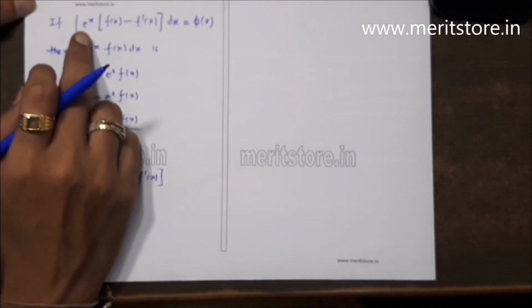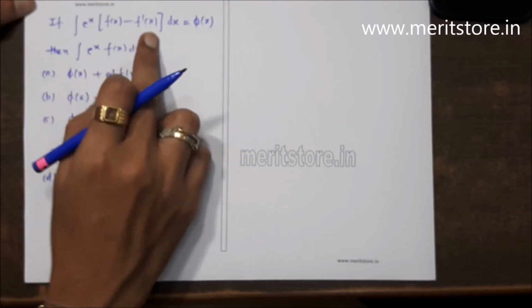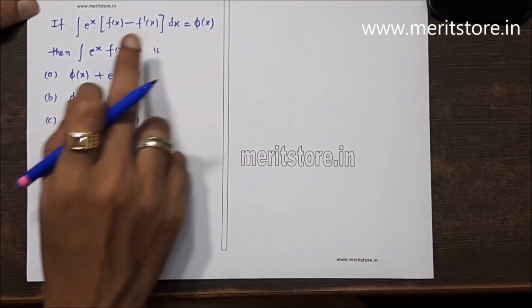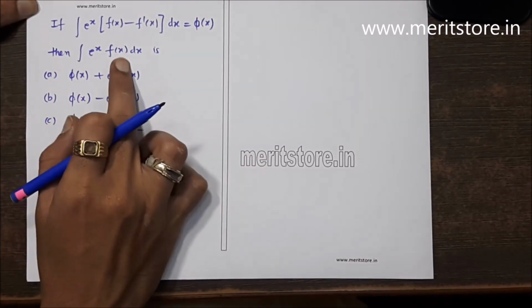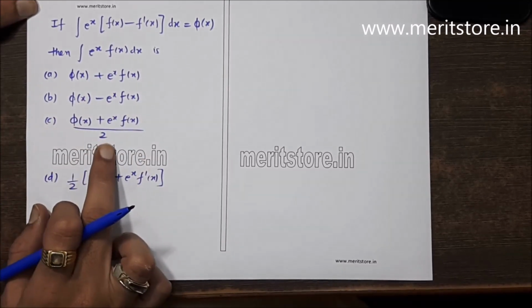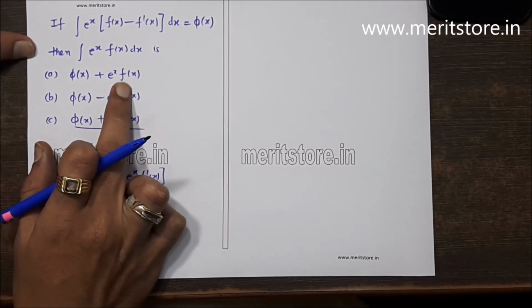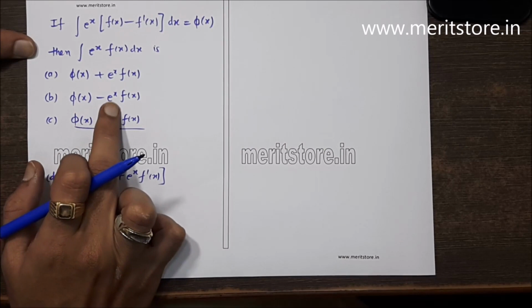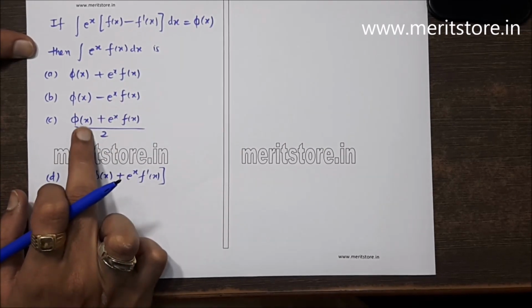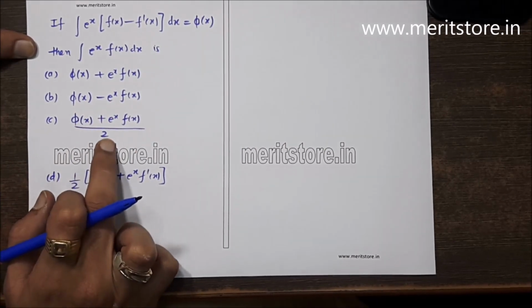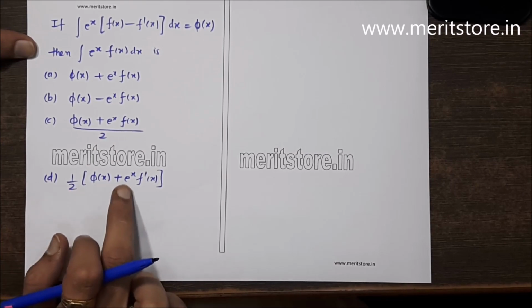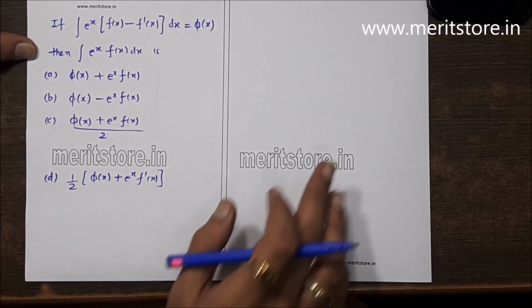If integral of e raised to x (f of x minus f dash of x) dx is phi of x, the question says find integral of e raised to x f of x dx with these as our options: phi of x plus e raised to x f of x, phi of x minus e raised to x f of x, phi of x plus e raised to x f of x upon 2, half of phi of x plus e raised to x f dash of x.